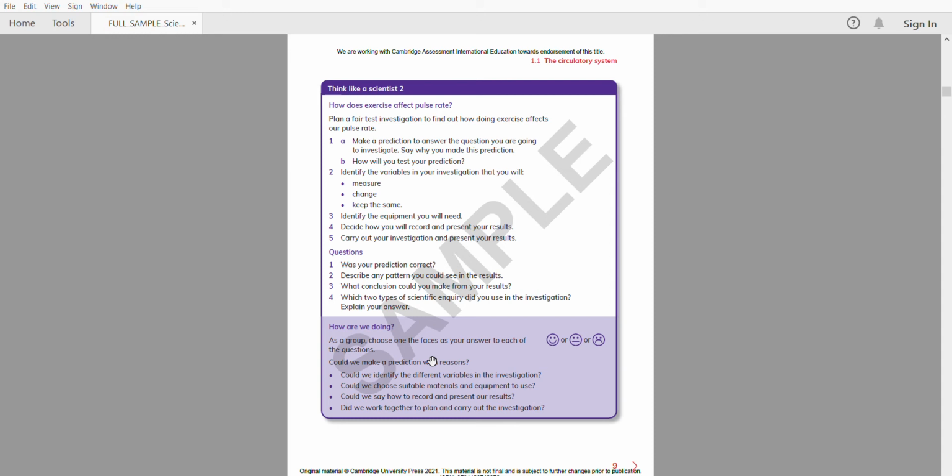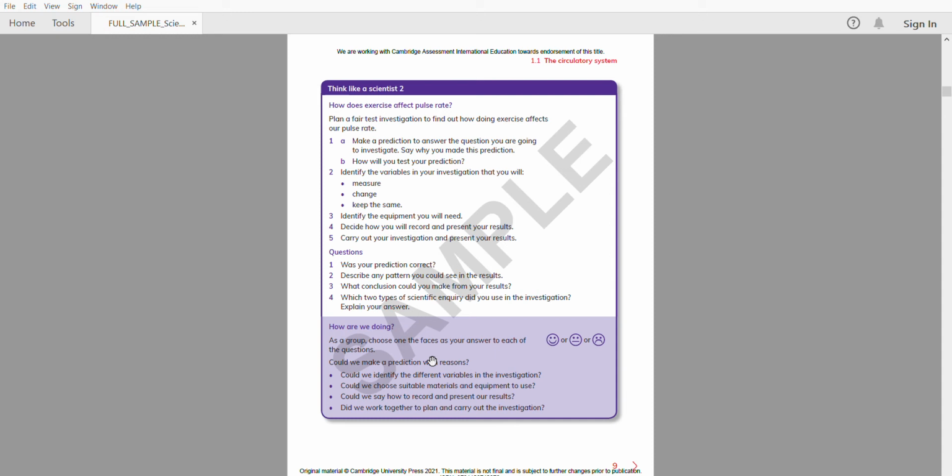Since this investigation has to be conducted by exercising, we did not go through the practical exercises, but rather went through the questions to find out whether we had the right prediction or not. Why? Because in the activities in Thinking Like a Scientist 1, we had already done the measuring of pulse rate. So we just reflected on your previous data to be used for this activity. Was your prediction correct?